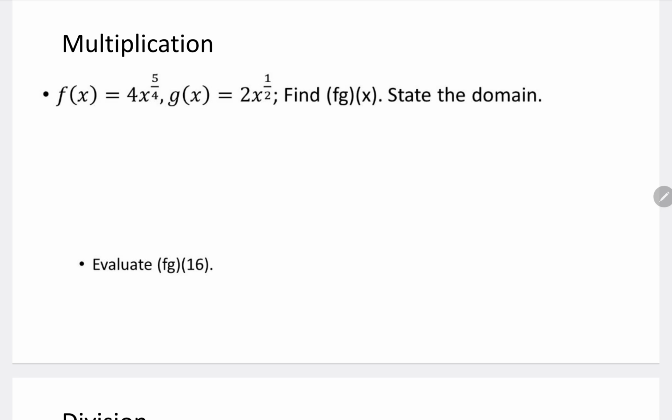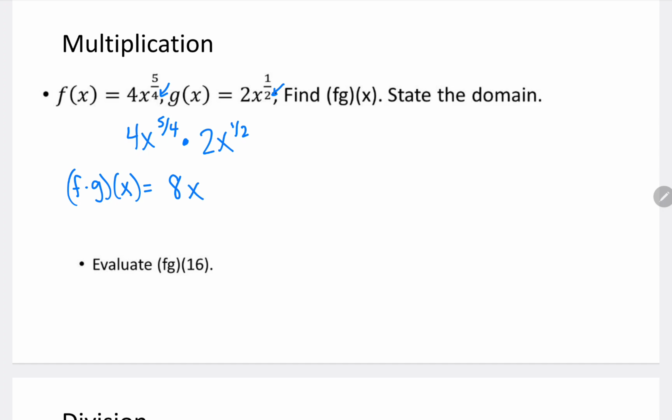Another multiplication problem. So 4x to the 5/4 power times 2x to the 1/2 power. Already, just by looking at the denominators, I have 2 even roots here, which means our domain is going to be limited. If you were going to write that as radicals, those would be even roots. But when we have a multiplication problem, we are going to multiply the coefficients. 4 times 2 is 8.